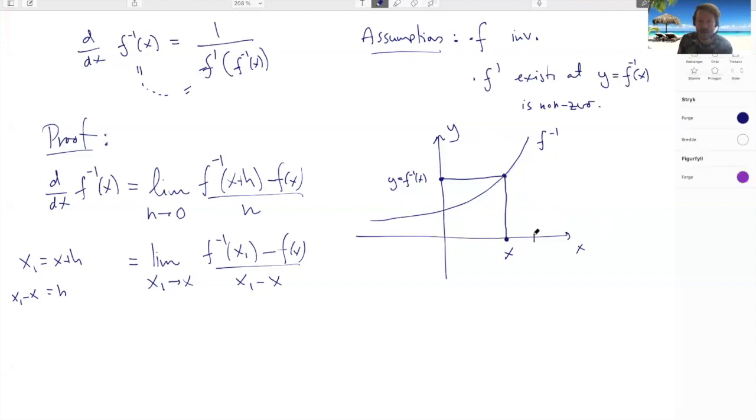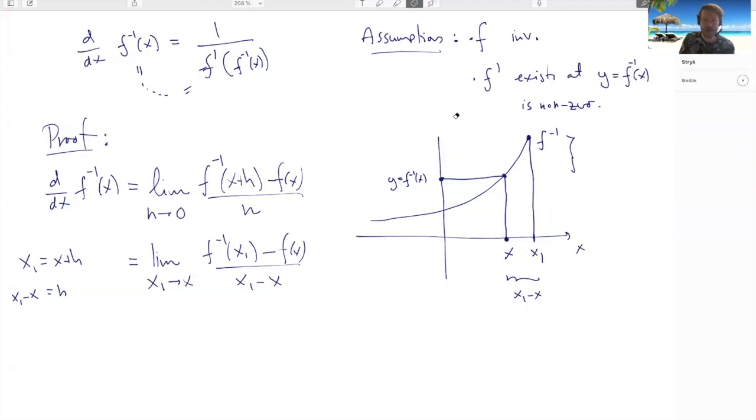Then if I put a value x1 here, and I want to compute the slope of this thing here, then my difference here is x1 minus x. And my height difference here is exactly this thing. So this quotient should be the quotient of the derivative.